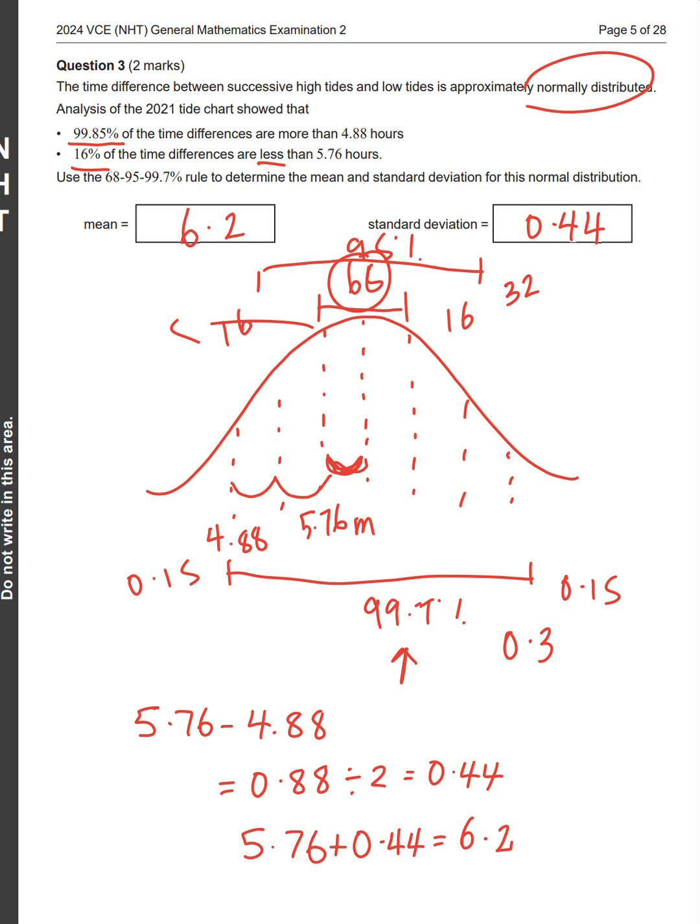So it is really important that we know how to set one of these up and that we're aware of not just the rule itself, the 68, 95, 99.7, but we're also aware of what's left over. So it might be good to have one of your tables in there that shows you what all of these different sections are.